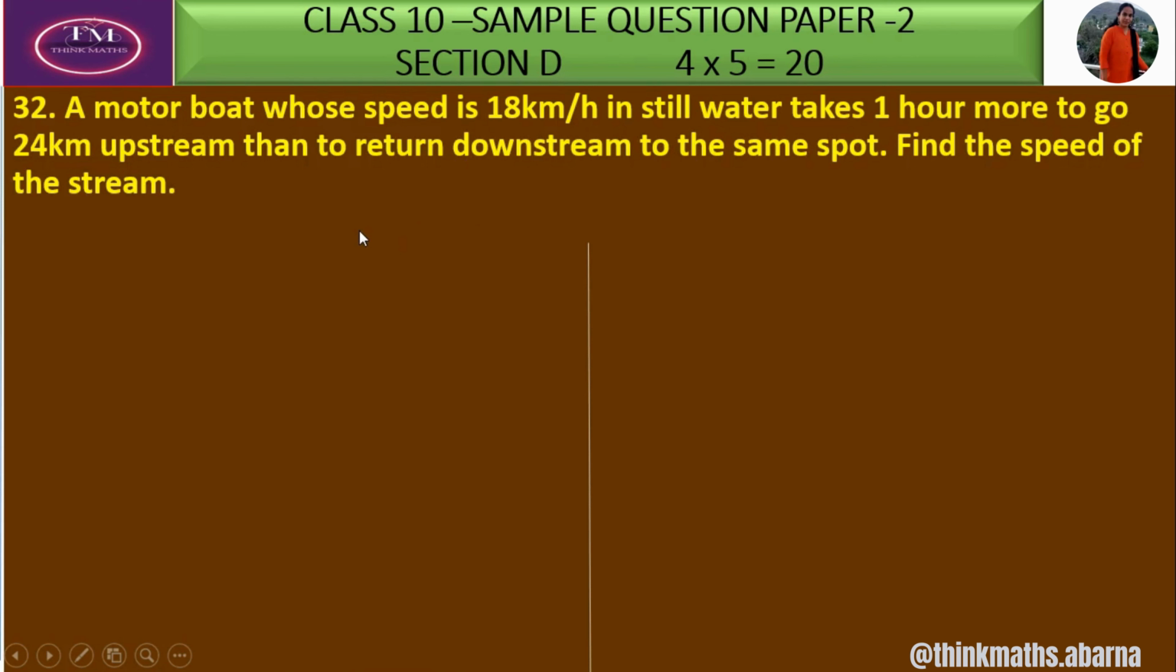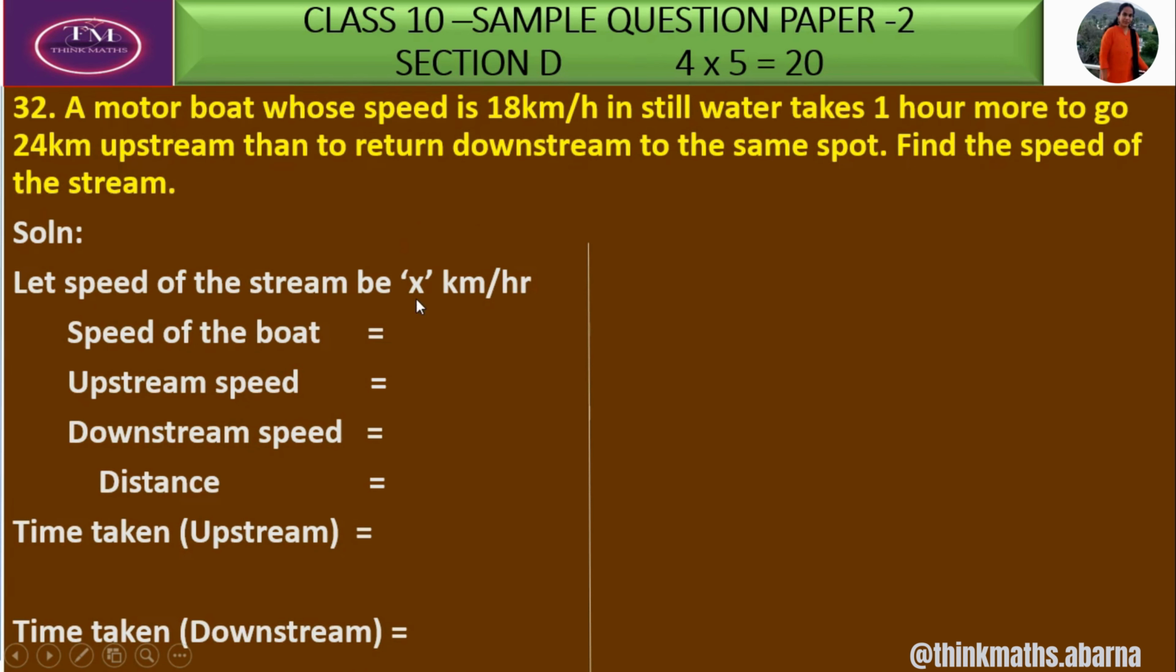Let us assume the speed of the stream as x kilometer per hour. The speed of the boat is 18 kilometer per hour. For upstream speed, I'm sorry, you have to subtract, not add. So for upstream, it is 18 minus x kilometer per hour. For downstream, you have to add, 18 plus x kilometer per hour.